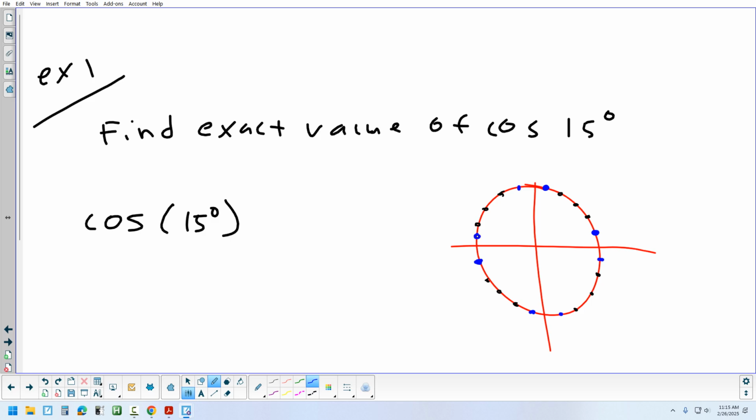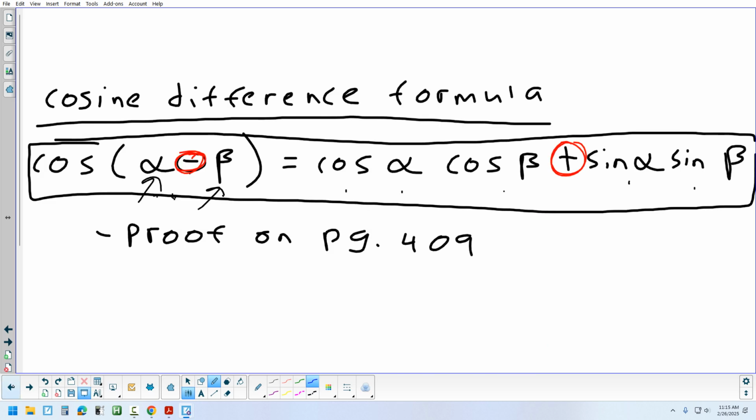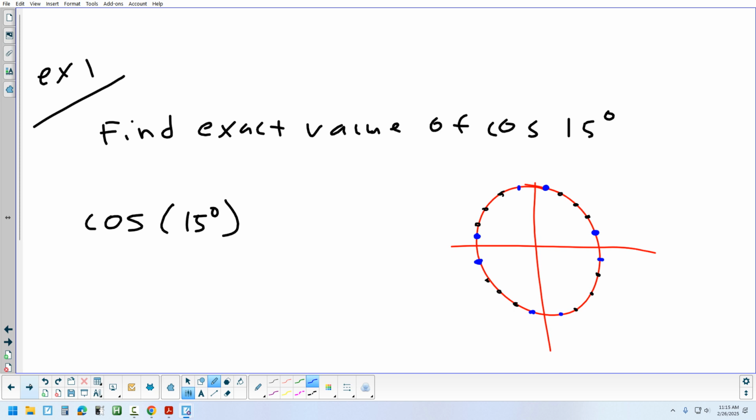Well, those blue points that I just put on there, those are all the multiples of 15. So what we're going to be able to do is, using that identity somehow, figure out the multiples of 15 now on the unit circle. A couple things we need to remember. Because we're going to be tying it in with the unit circle, we need to remember a couple of these as decimals.